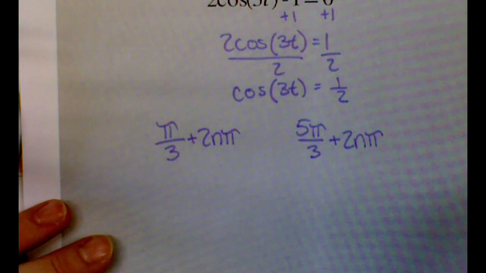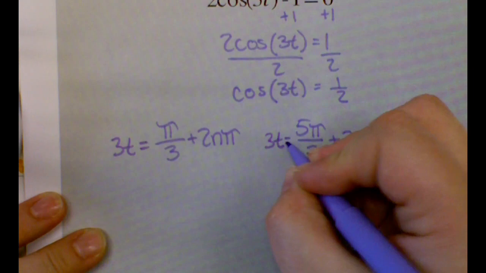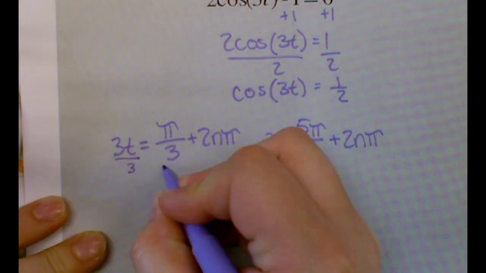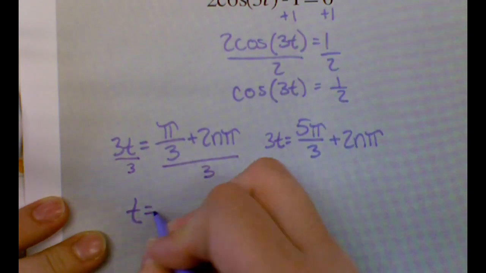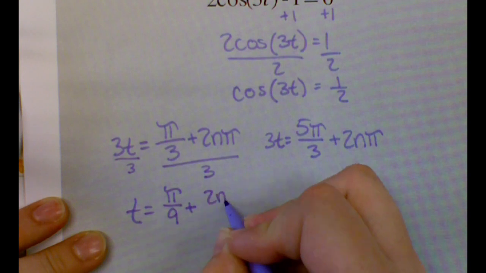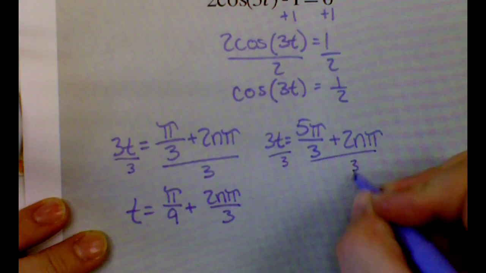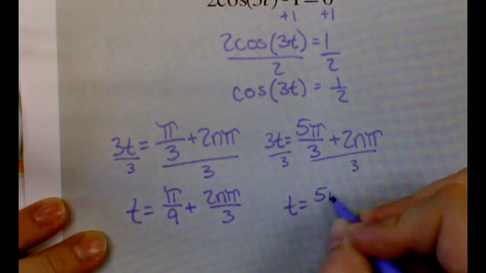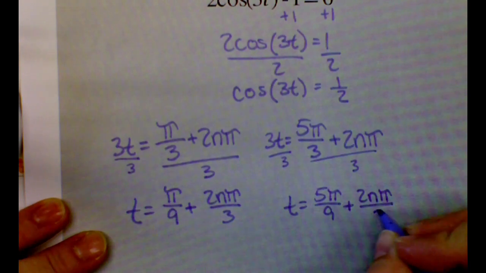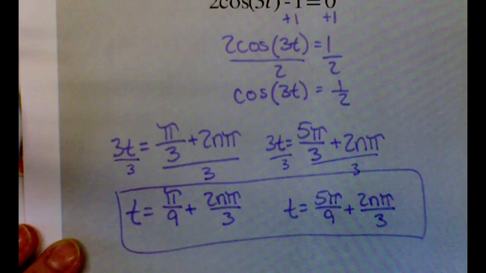But now it's not x equals that. It's 3t equals each of those. And I want to know what t is, so I need to divide by 3. That gives me pi over 9 plus 2n pi over 3. And divide the second one by 3 also. I get 5 pi over 9 plus 2n pi over 3. So you don't deal with that number in with the angle until the very last step.